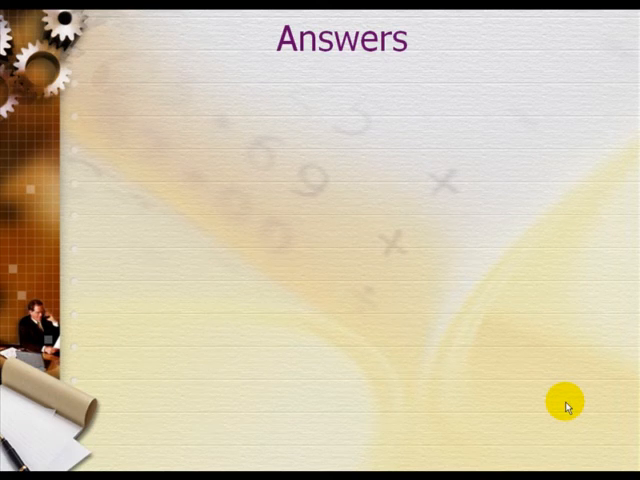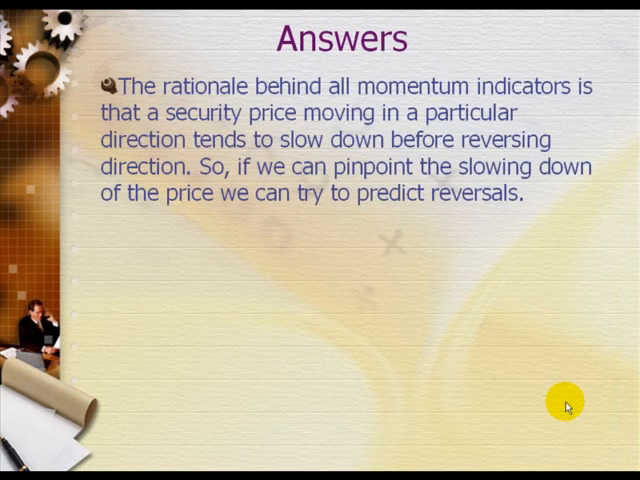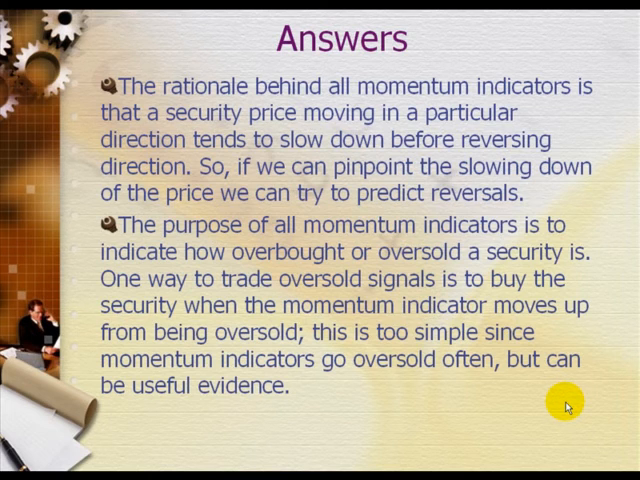The rationale behind all momentum indicators is that a security price moving in a particular direction tends to slow down before reversing direction. So if we can pinpoint the slowing down of the price, we can try to predict reversals. The purpose of all momentum indicators is to indicate how overbought or oversold a security is. One way to trade oversold signals is to buy the security when the momentum indicator moves up from being oversold. This is too simple since momentum indicators go oversold often, but can be useful evidence.